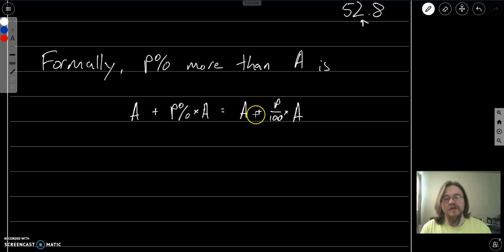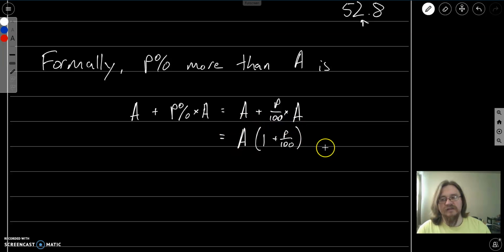And here we can use something called distributivity, and I'm going to pull this a out, and I will be left with as simple a formula as possible. This is going to be a times 1 plus p over 100.